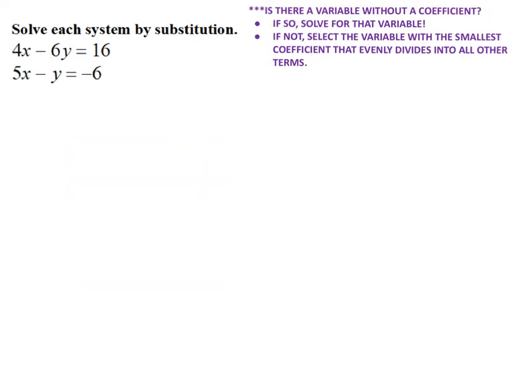In this example, our two equations are 4x minus 6y equals 16 and 5x minus y equals negative 6. Now the next thing we have to do is select which variable to solve for, since none of them are by itself. The first part of the question asks, is there a variable without a coefficient? So I have a 4 and a 6, and the 5 also has a coefficient, and this negative y really has a coefficient of 1. So technically it does have a negative 1, so it's something we have to worry about.